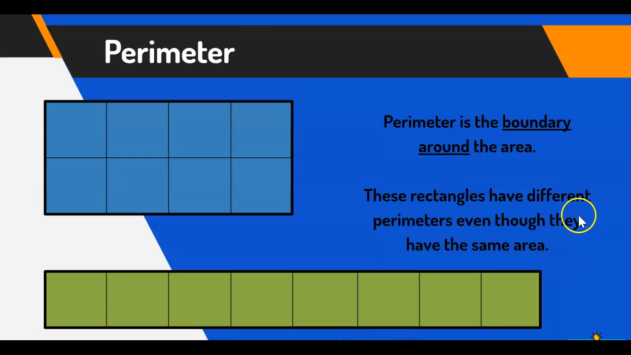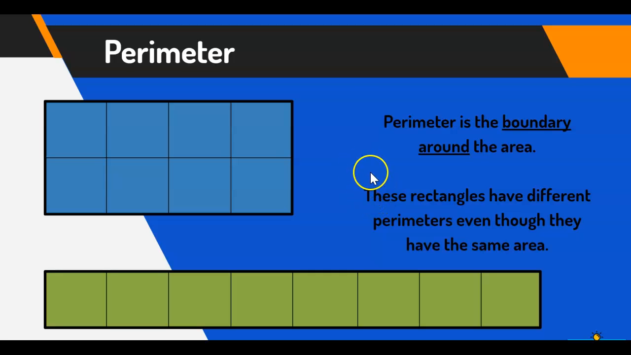Okay, so moving on to our very next slide, perimeter. So we just talked about area, which now we know is the inside of a figure. And now perimeter is considered the boundary around the area. So perimeter is the boundary around an area. These rectangles have different perimeters, even though they have the same area.